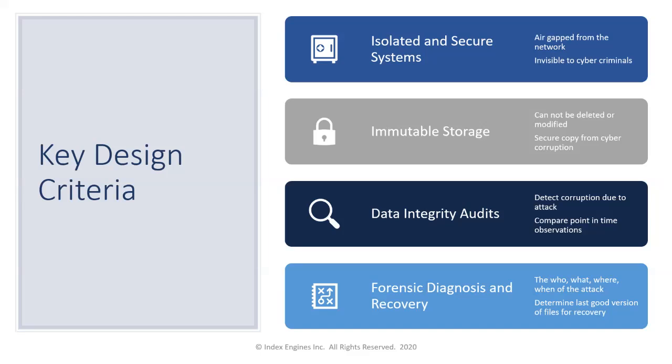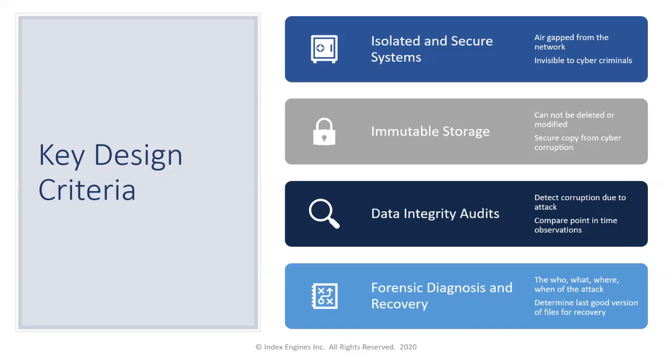They're getting in. They're sitting inside there. I mean, dwell time is long. Dwell time is a time when they go inside the data center and rummage around and see what's there. It could be months without anybody even knowing. So the fact that there's an isolated environment is critical. Immutable storage, the fact that it's locked down, so nobody can touch it. It's secure from cyber corruption.